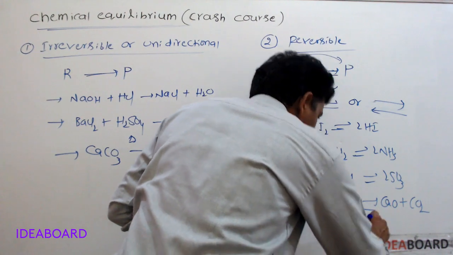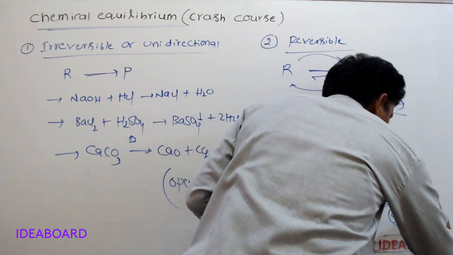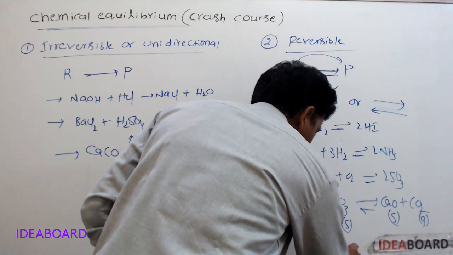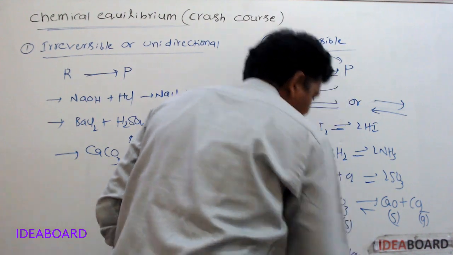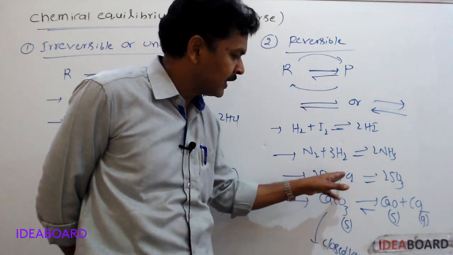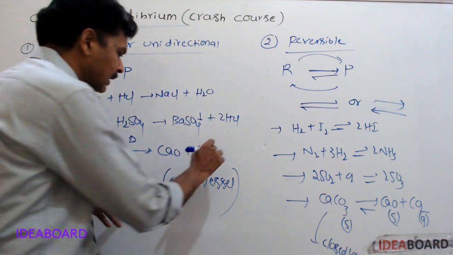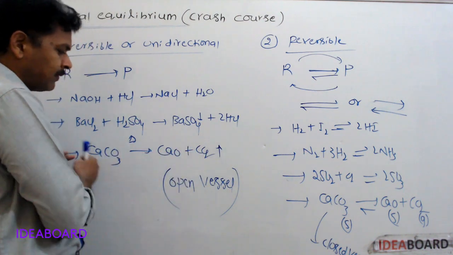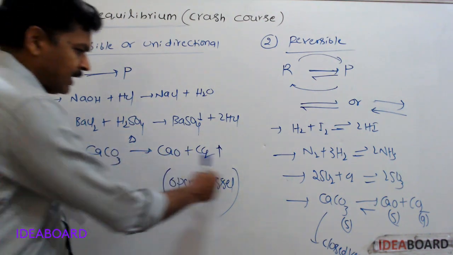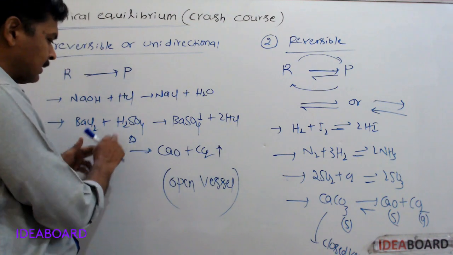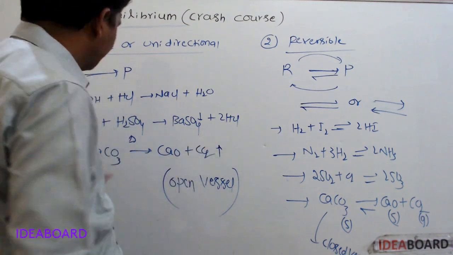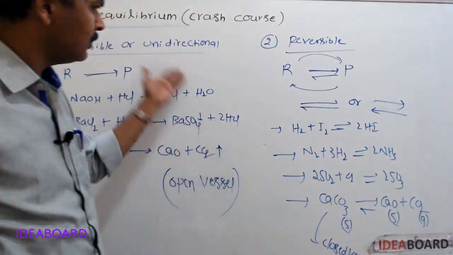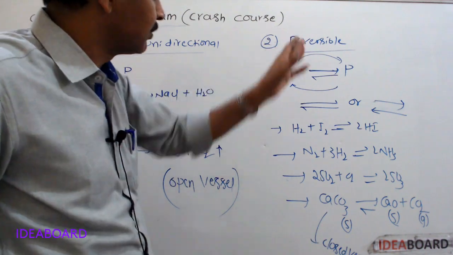Calcium carbonate is solid. Calcium oxide is also solid, but CO2 is gas. This reaction should be in a closed vessel, not in an open vessel. If this decomposition takes place in an open vessel, CO2 being a gas escapes out, so there is no possibility for the backward reaction. The same reaction in an open vessel is irreversible, but in a closed vessel it is reversible. So we have so many examples for reversible and irreversible reactions.